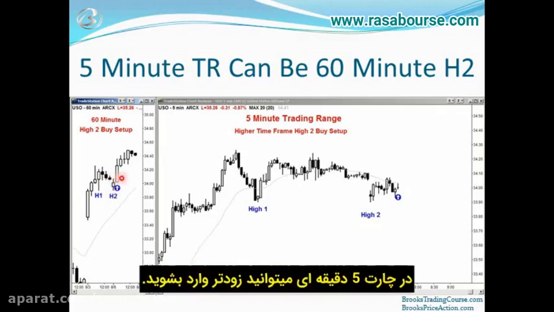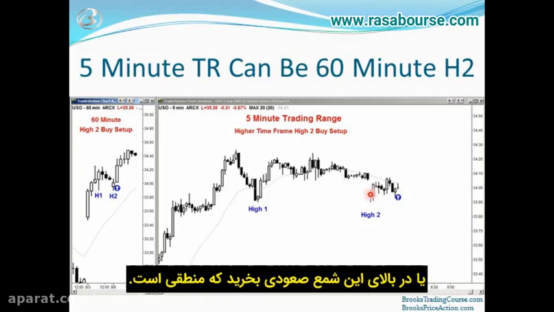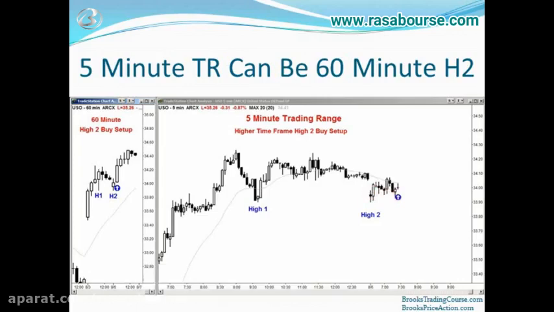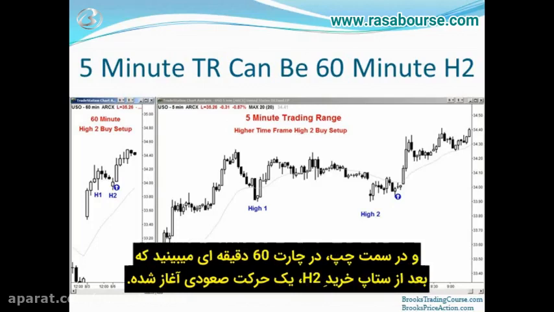You can enter earlier on the 5-minute chart, either above this bear bar, which I would not, but above this bull bar, I think it's a reasonable buy. And this is what followed. The market went up to the upside pretty strongly. On the right, you can see the 5-minute chart, and on the left, you can see the 60-minute rally that followed the high 2 buy setup.